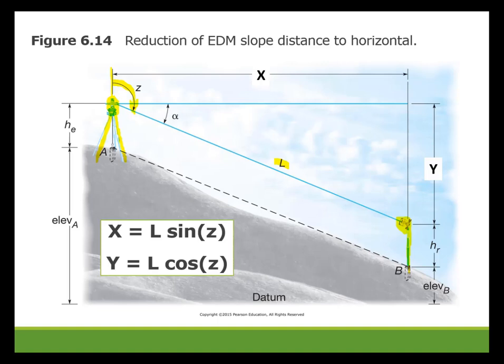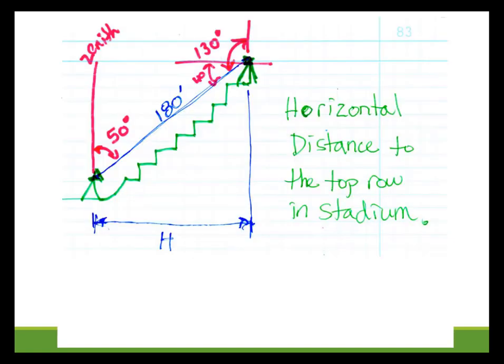From there, we can apply simple trigonometry to solve for the distance x, being a horizontal distance, as L times the sine of the zenith angle, and the distance y, being the vertical distance, being L cosine of the zenith angle. And the zenith angle is directly inputted. Whether the number varies from 0 to 180 degrees, the sine and cosine functions take care of that switchover from having a positive y to a negative y. Let's do an example problem.